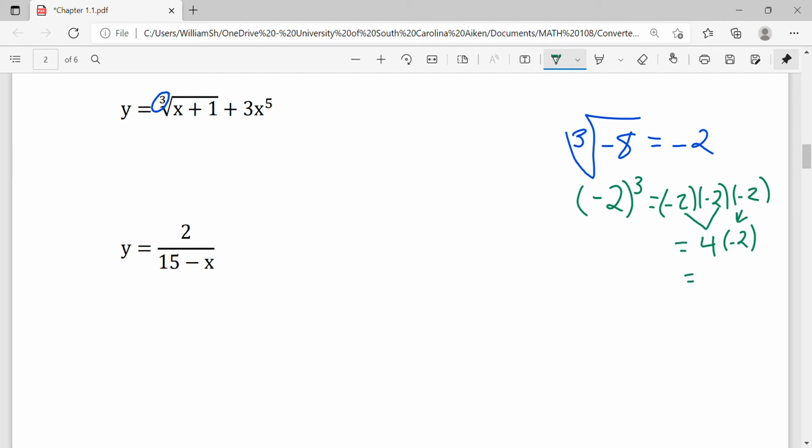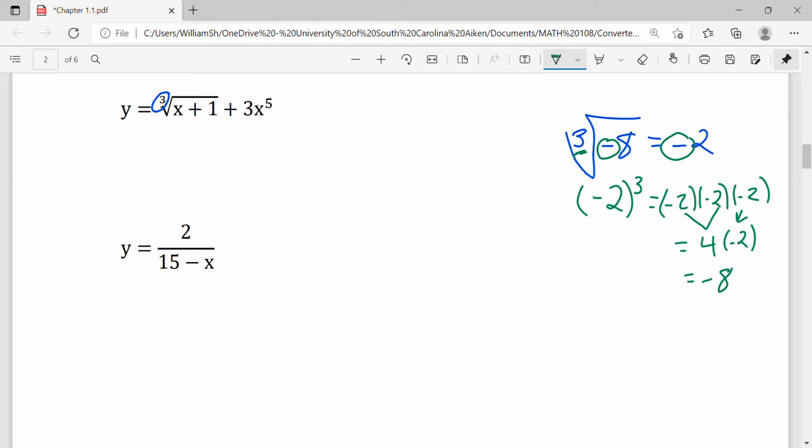4 times negative 2 is negative 8. So the cube root of negative 8 is negative 2. We don't have a problem with the negative in cube roots or odd numbered roots. So if you have an odd root here, a 3, a 5, a 7, a 9, you're not concerned with the negative aspect of it. It's not a problem to have a negative in there or a positive. You're only concerned with even roots.